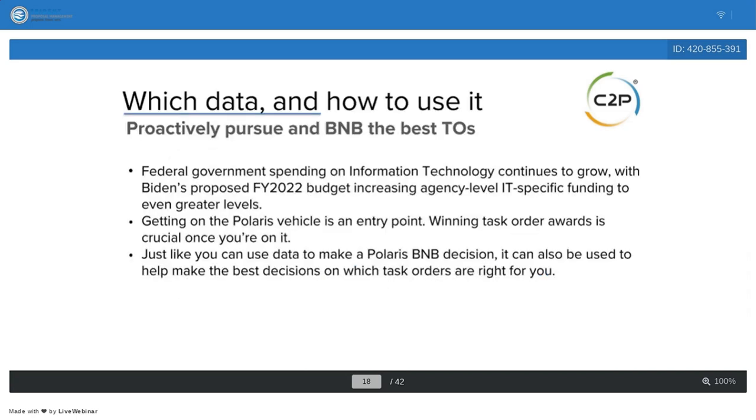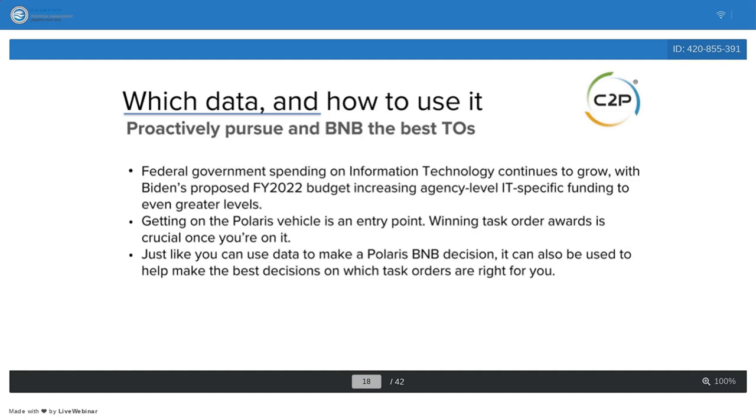As we go, first I'm going to talk a little about which data and how to use it when you proactively pursue and choose to make your bid/no-bid decision on the best task orders. The federal government spending on information technology continues to grow, so there are definitely going to be opportunities out there, probably more each day. So having ideas about what you can win, where to look, and how to use the data to help you is going to be big.